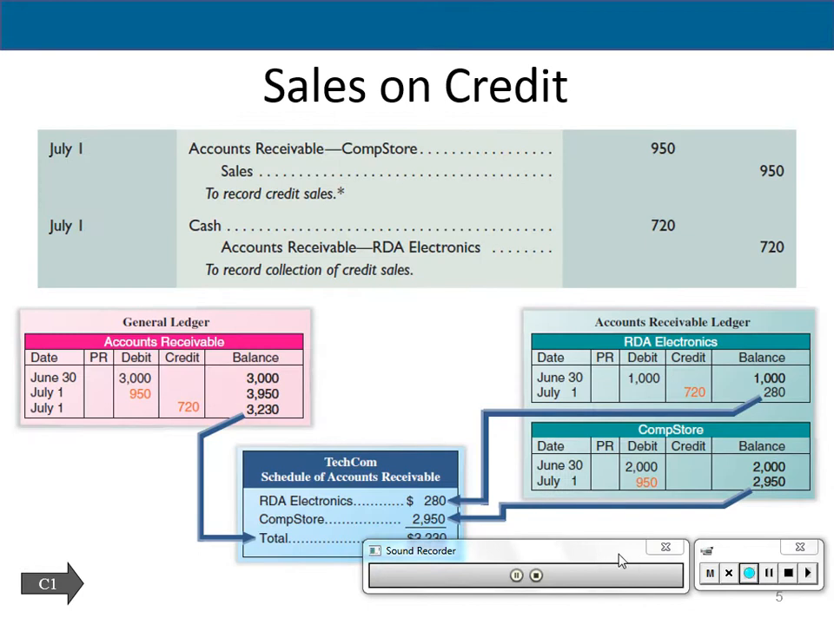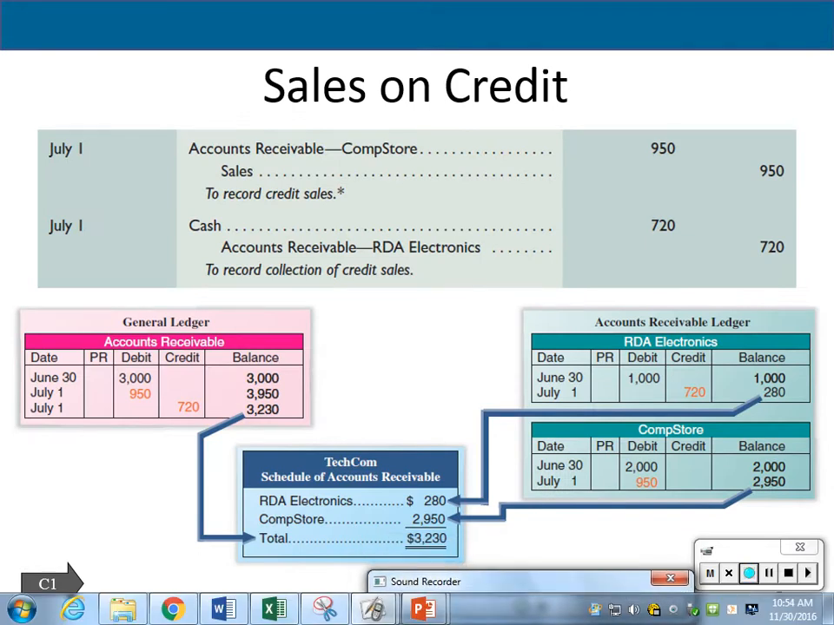So how does the ledgers work? You have one big ledger account, right? General ledger account. And then you have the two different accounts receivable ledgers, one for RDA Electronics and one for Comp Store. And so for every transaction, you just put them on their different receivables ledgers, and they all should total up to that balance that's in the accounts receivable general ledger.